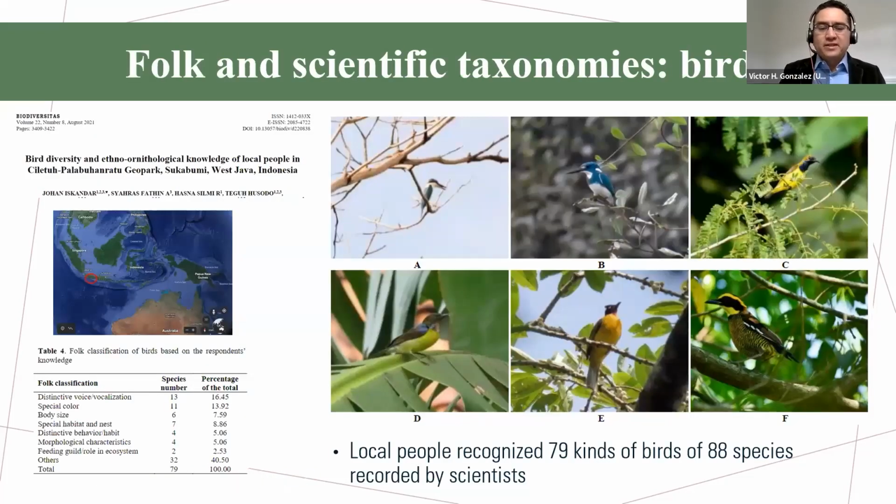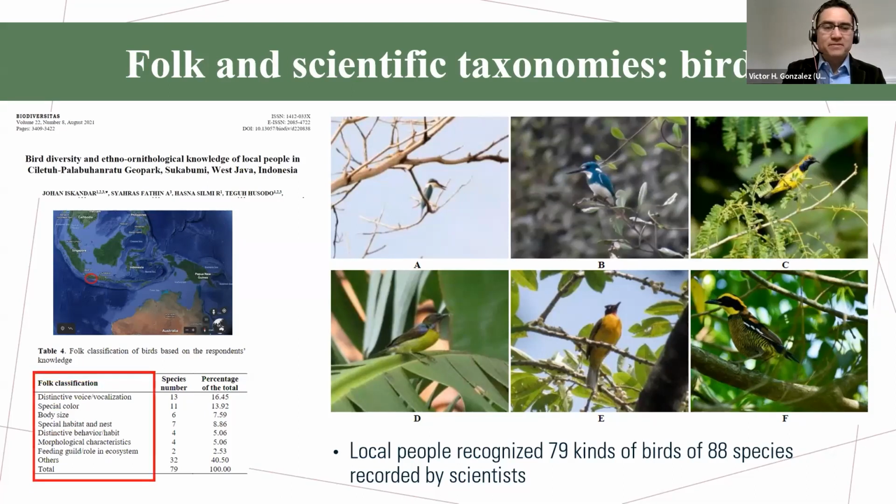When I started to learn about plants and animals, I always heard that the classification and naming of birds was very, very similar to the scientific taxonomy. And this is one example in Indonesia, in which scientists recognized 88 species, and the local people are able to recognize and classify 79 of them. These are basically binomial names in some cases, names that give a general feature and then a qualifier in the second name.